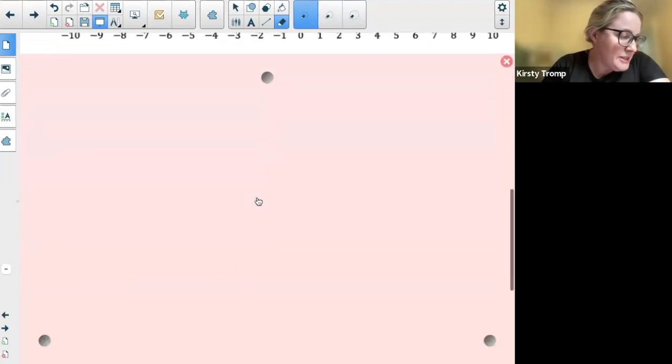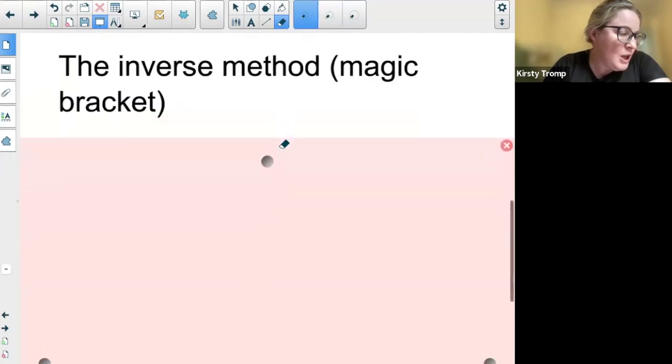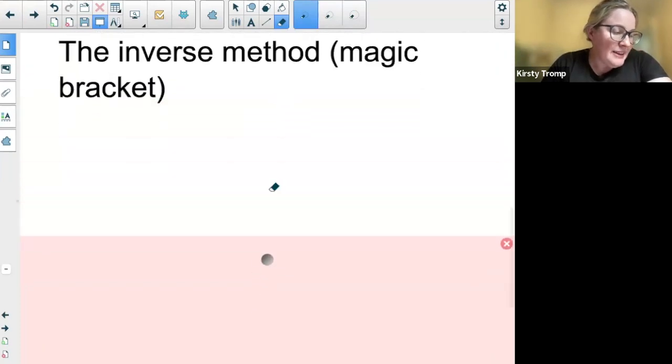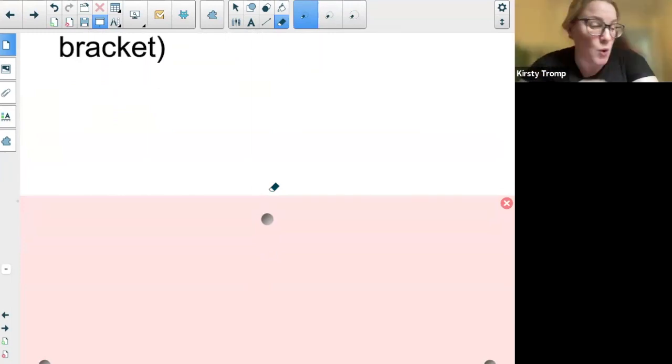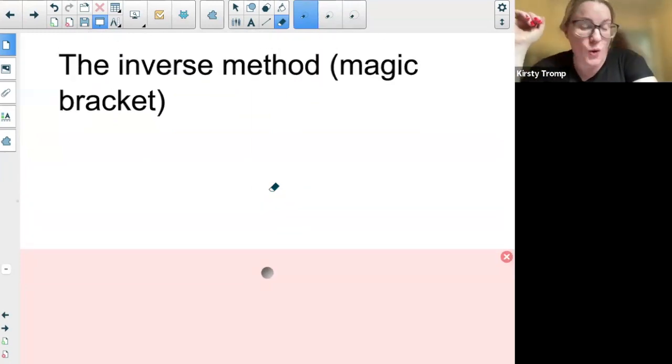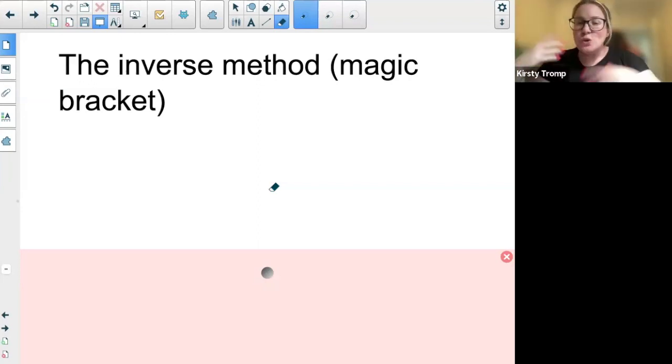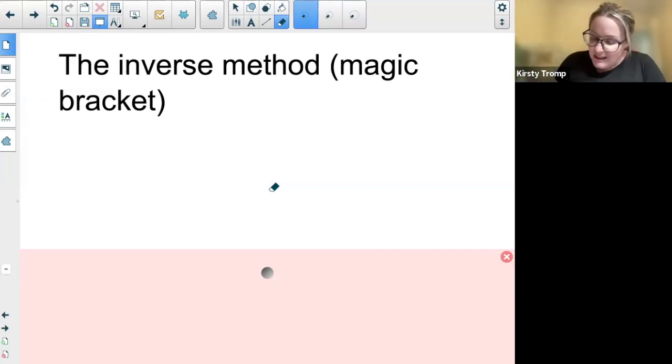Let's move on from number lines a little bit. What we're talking about here is what's called the inverse method. If you had me as a teacher last year, you would have heard me call it the magic brackets. That's just my vibe for it. I like calling it the magic bracket, but the fancy name for it is the inverse method.